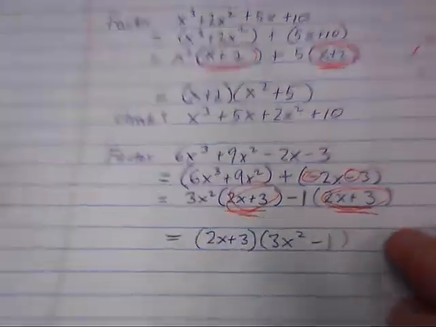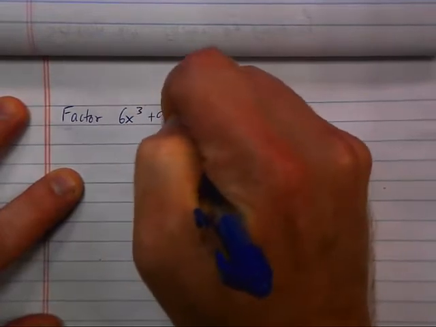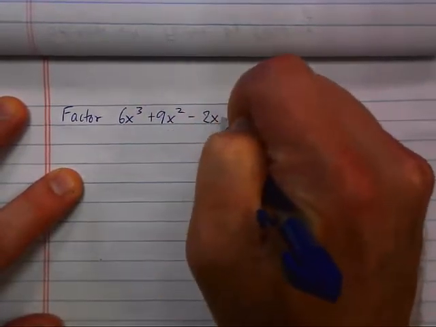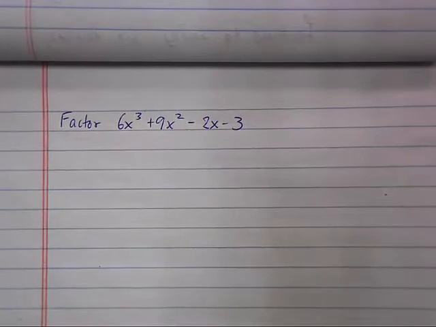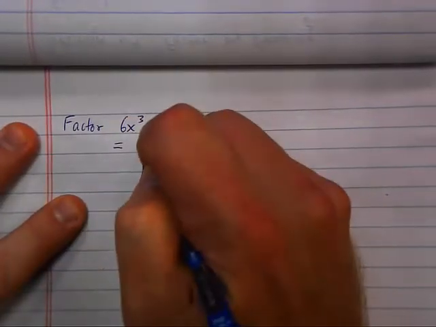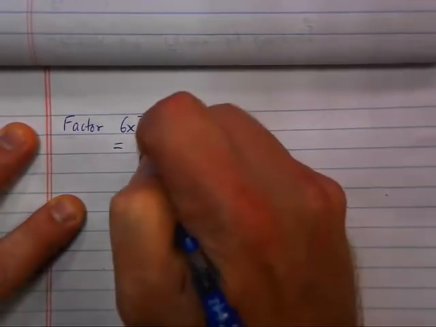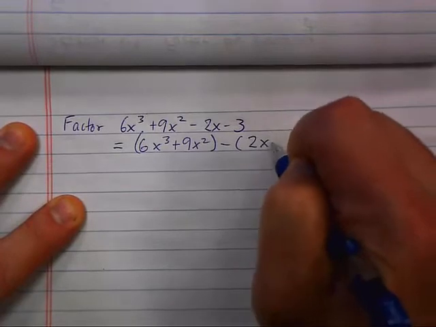Okay, I'm going to do that exact same problem, but I'm going to make a mistake on purpose. So we had factor 6x cubed plus 9x squared minus 2x minus 3. Here's what I'll see a lot of people do. First off, they look to see if there's a common factor. There's no common factor. Next thing they'll do is they'll factor by grouping. So they'll write down 6x cubed plus 9x squared minus 2x minus 3.